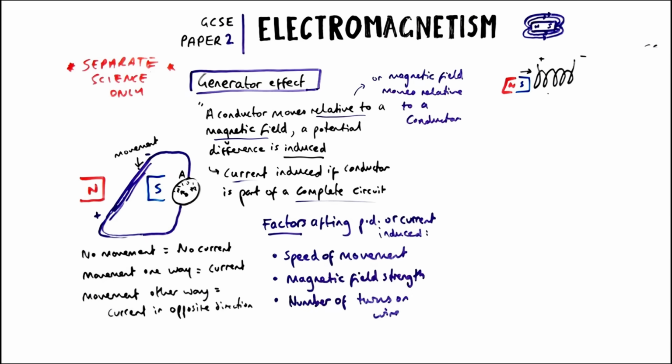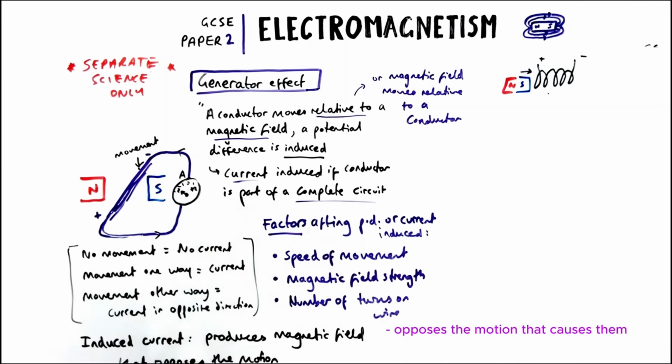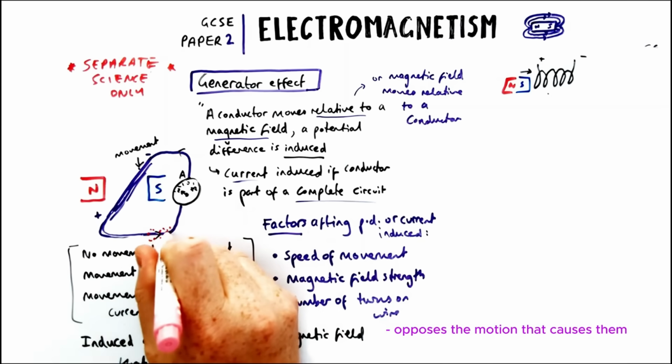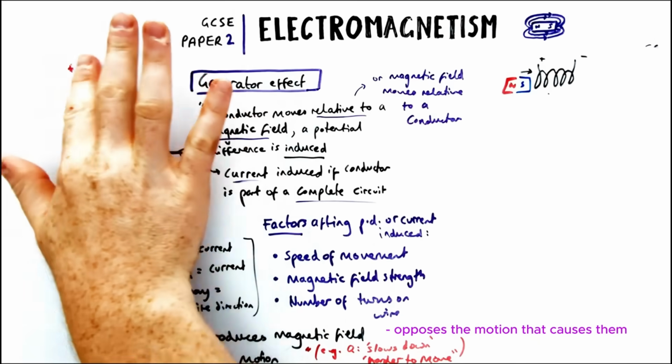Now, one very important thing to note, which is a very small part of the AQA specification, is that for any induced current, we have these tiny magnetic fields around the wire, as we covered with the motor effect. These tiny magnetic fields around the wire are also going to oppose the motion that caused them. Where would you know where to spot this? You might have questions about something being harder to move, or it slows down, some sort of resistance to this motion, and this is why.